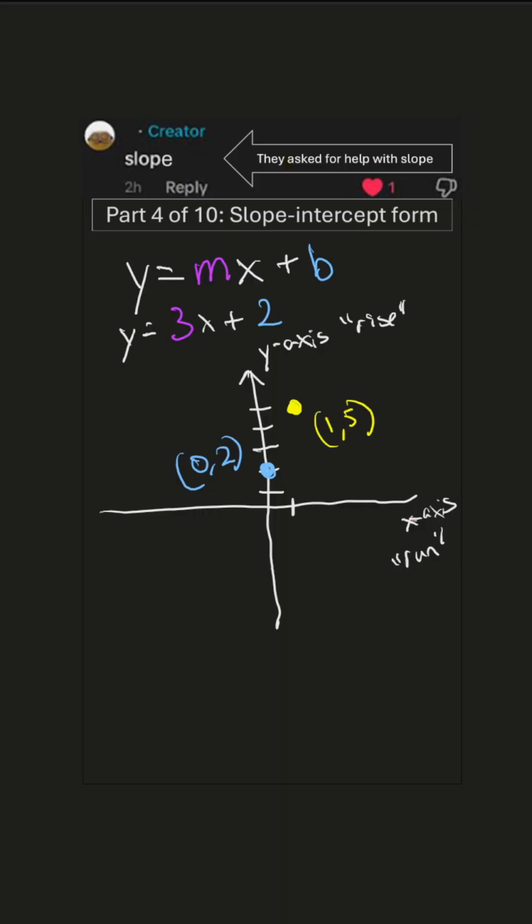So that's how we use the slope-intercept form to plot a line. Pretty cool. And we can even check: right 1, up 3.